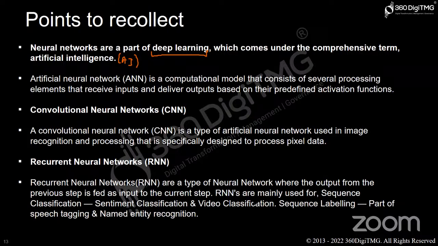RNN is where the previous step is used as the input for the current step. So you have some input coming in, you get a step. That step forms the input for the next layer. All right, so this is used for sequence classification, that is sentiment and video classification, sequence labeling, your part-of-speech tagging, and named entity recognition. So basically, you're trying to identify sequences here. You're trying to understand what sort of sequence you're using. These are also used for price predictions a lot of the time.